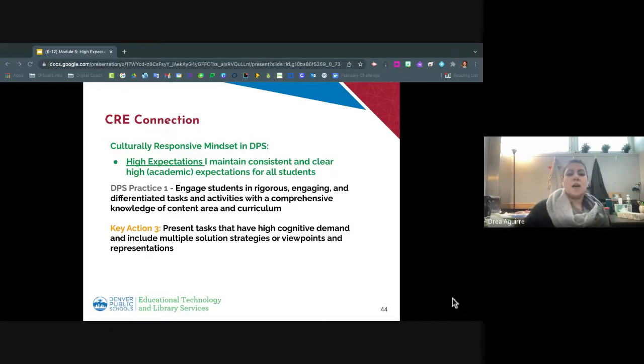So this specific strategy is really focused on, of course, our CRE mindset of high expectations, but we're really going to hunker down into DPS practice 1, which is engaging students in rigorous and engaging differentiated tasks. And then even more focused, we're going to get into key action 3. We want to make sure that our tasks have a high cognitive demand and allow students a variety of ways to offer solutions to those. Those are going to be real world problem solving skills that they need to be proficient in 21st century job skills.